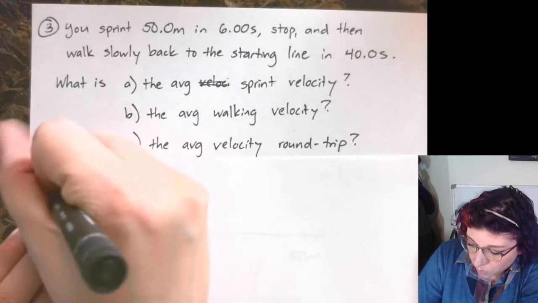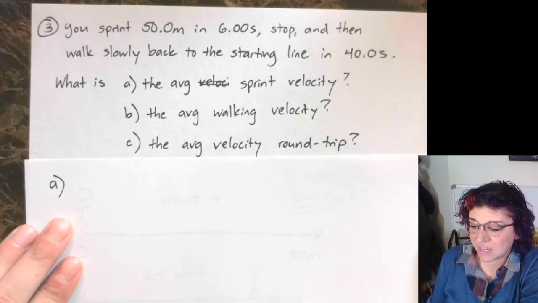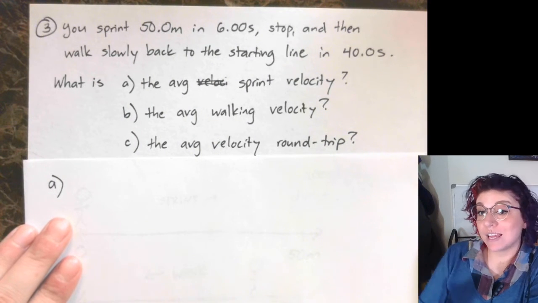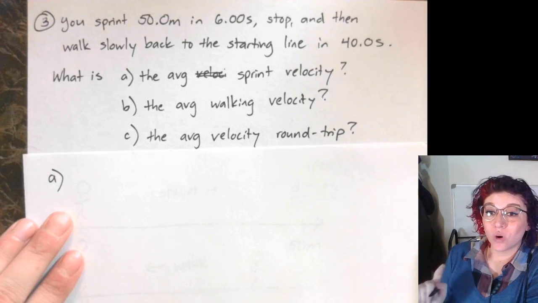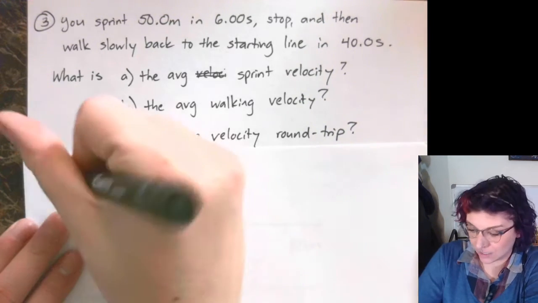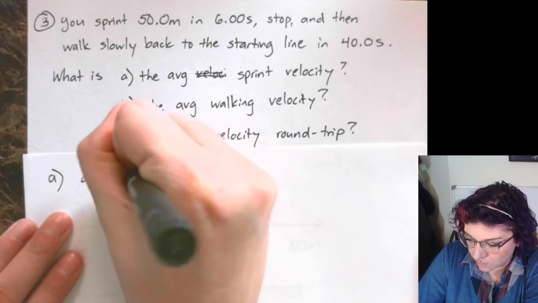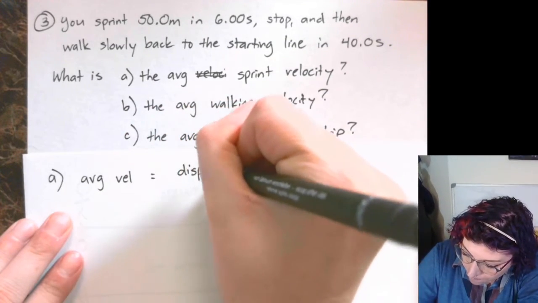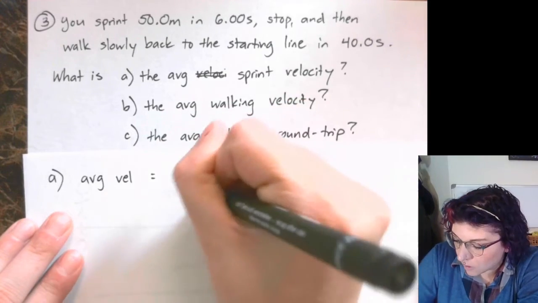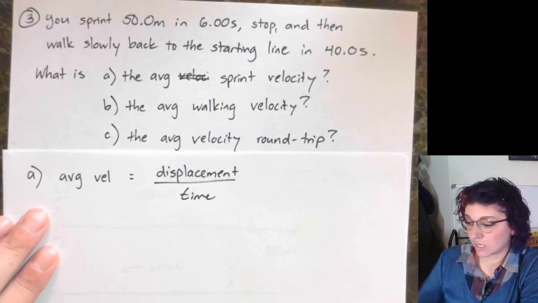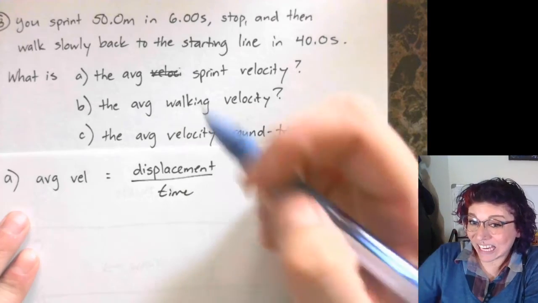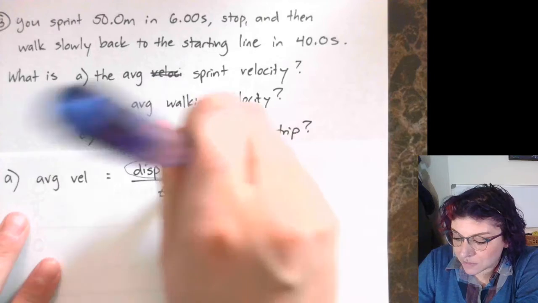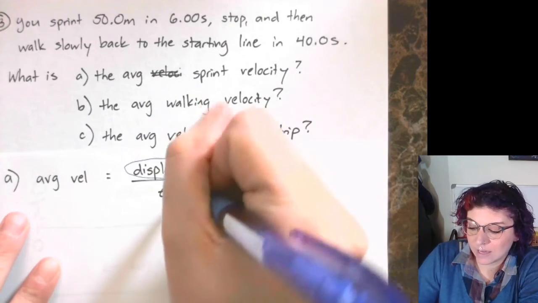All right, let's look at question A. The average sprinting velocity. Again, we are looking for average velocity. So average velocity is equal to the displacement over time. So when I think about this problem, I'm looking for displacement and time.